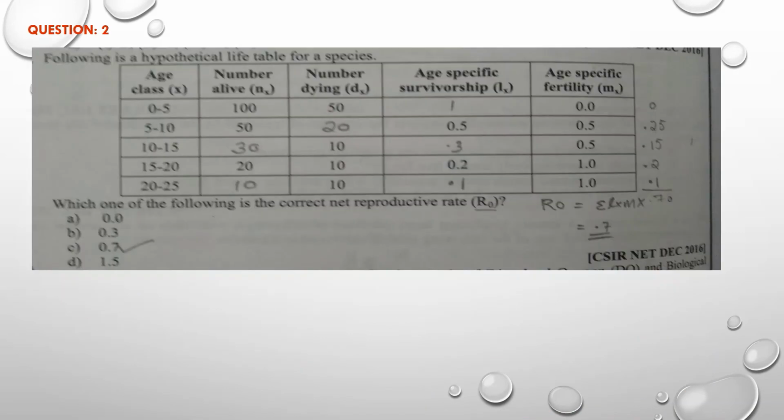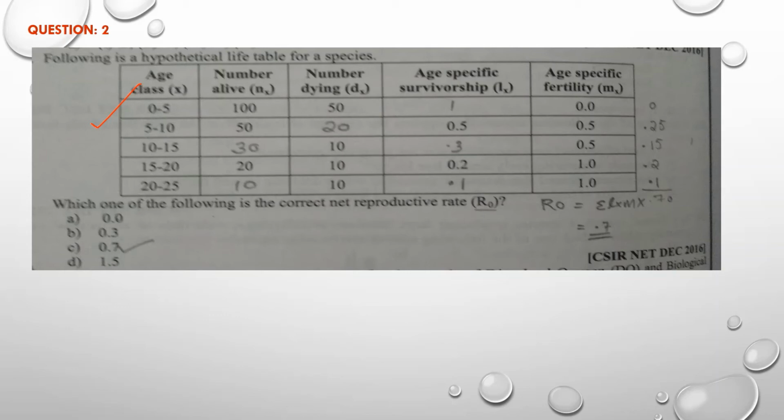Okay. This is a question from CSIR NET December 2016. Following is a hypothetical life table for a species. In this life table, some of the values are missing. Which one of the following is the correct net reproductive rate R0? Options are option A 0.0, option B 0.3, option C 0.7, option D 1.5.